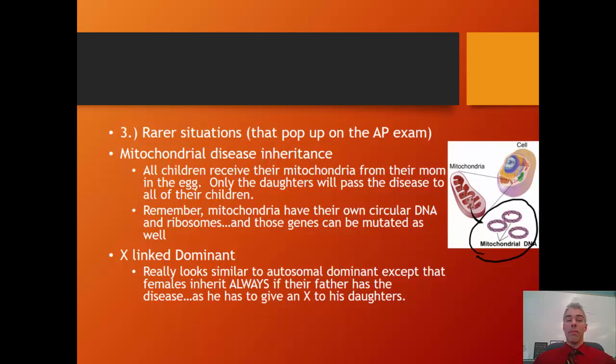Okay? Another example would be X-linked dominant. In that case, it's really hard to tell the difference between autosomal dominant and X-linked dominant. The one way you can is that if a female's father has the disease, she has to get it, because the father has to give an X. If the disease is on the X the father has, then he has to give it to his daughters. Otherwise, he gives the Y and they would have a son. So a lot of times if the dad has the X-linked dominant disorder and the mother does not, he'll never give it to his sons, but always give it to his daughters.